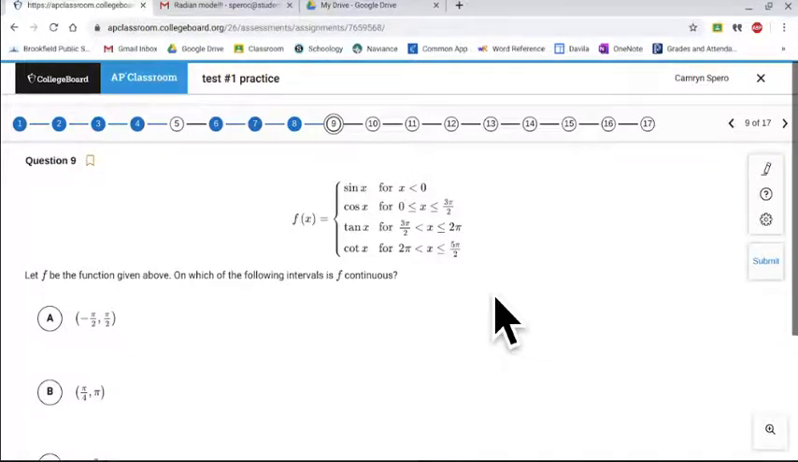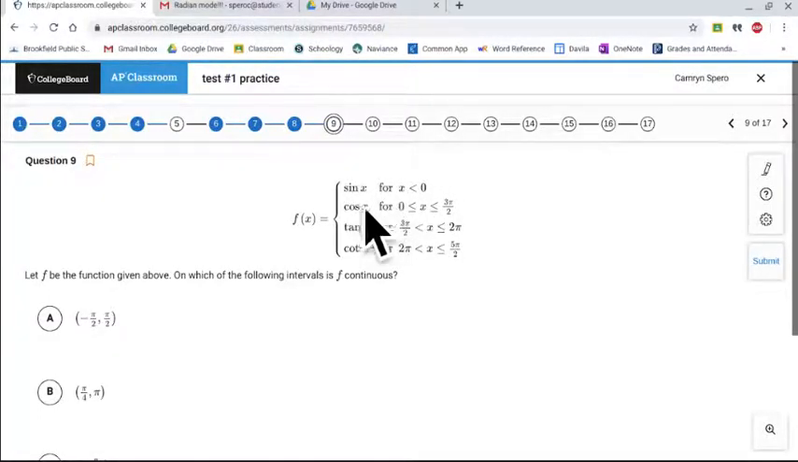Okay, so let's look at this one here. Let the function on which Fowler intervals is f continuous. So on a piecewise function, first of all, I want to make sure that each piece is continuous on its own, so I don't have to worry about looking. I just have to worry about the switch points.